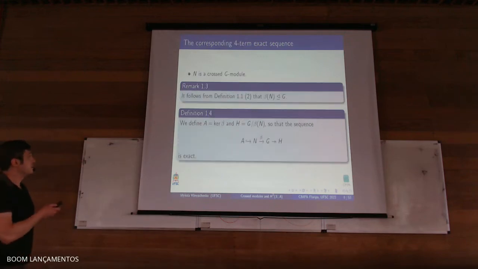Well, first of all, what you can obtain directly from the definition is that the image of N under β is a normal subgroup of G, so that you can form this four-term exact sequence. You take the kernel of β, you take the cokernel of β here, and so you have this four-term exact sequence. This is an epimorphism, and this is a monomorphism.